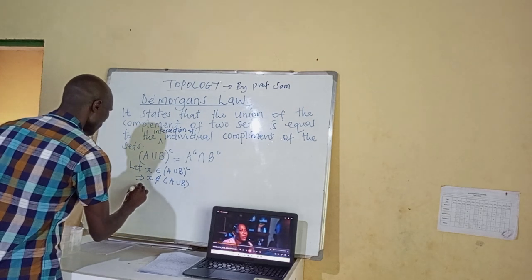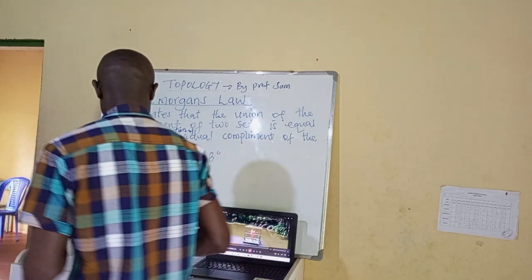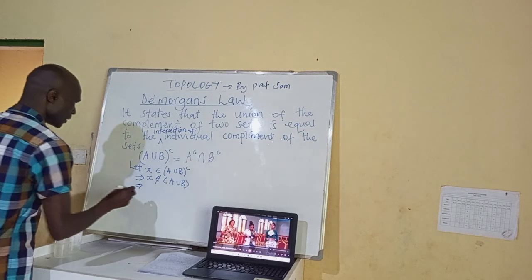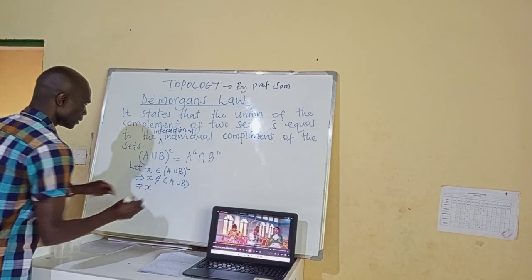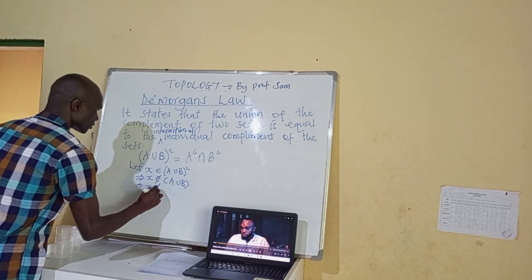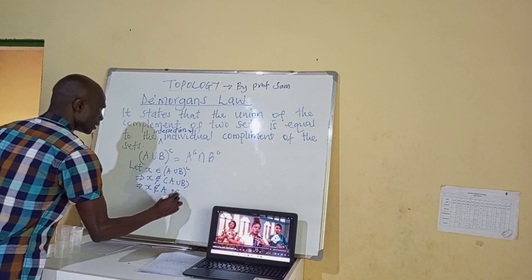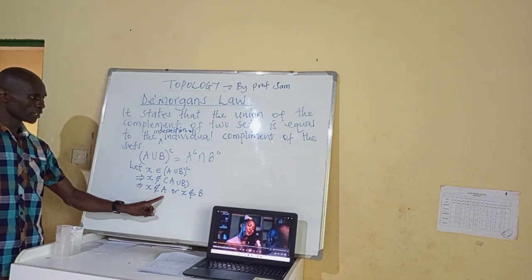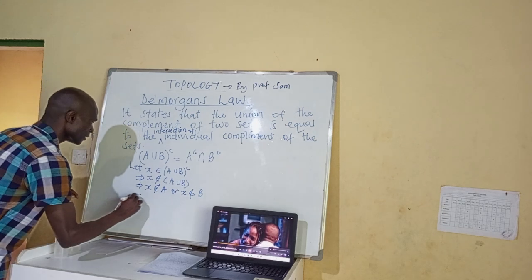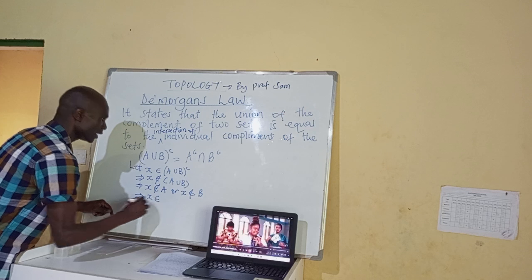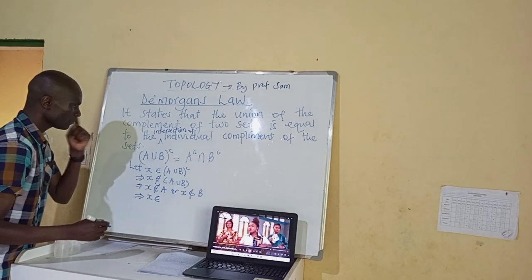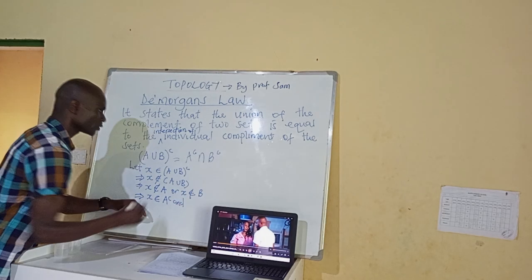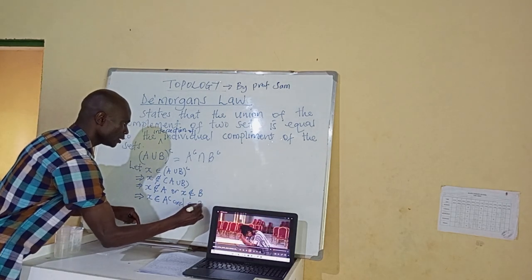So what does that mean? This implies that x is not an element of A, or x is not an element of B. And if x is not an element of A, or x is not an element of B, then this implies that x, therefore, is an element of A complement, and it's also an element of B complement.